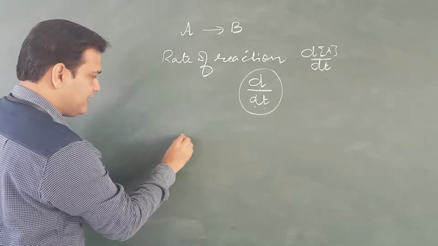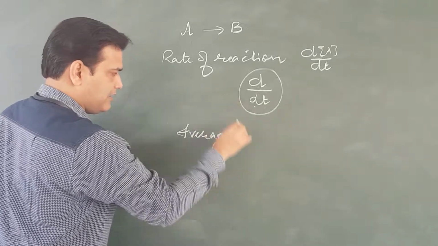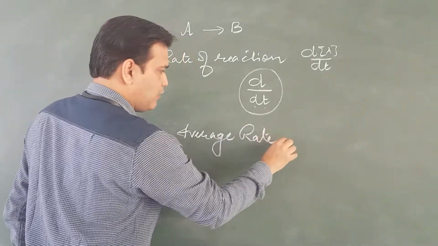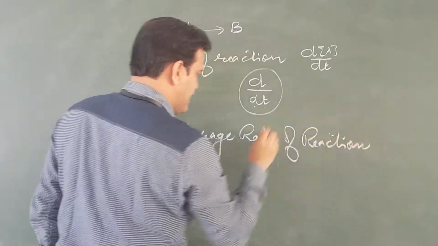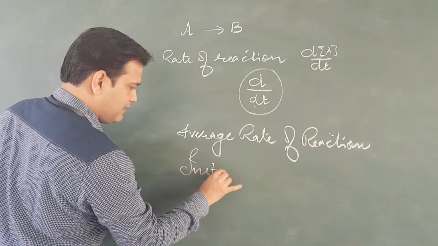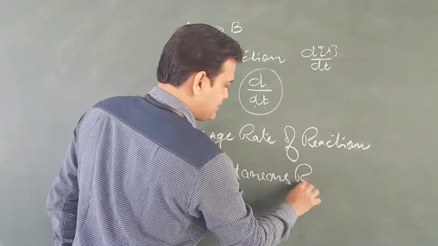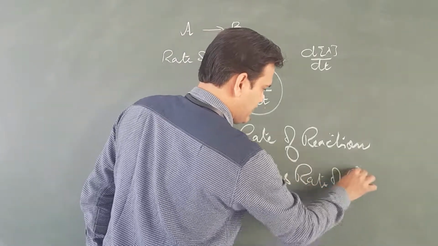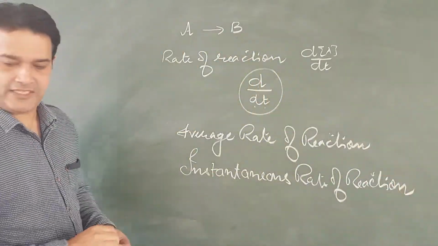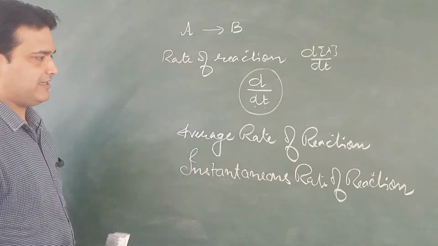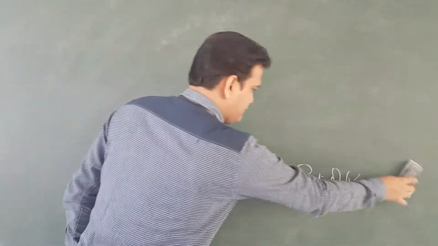Now we have average rate of reaction and instantaneous rate of reaction. Let us calculate average rate of reaction first of all.